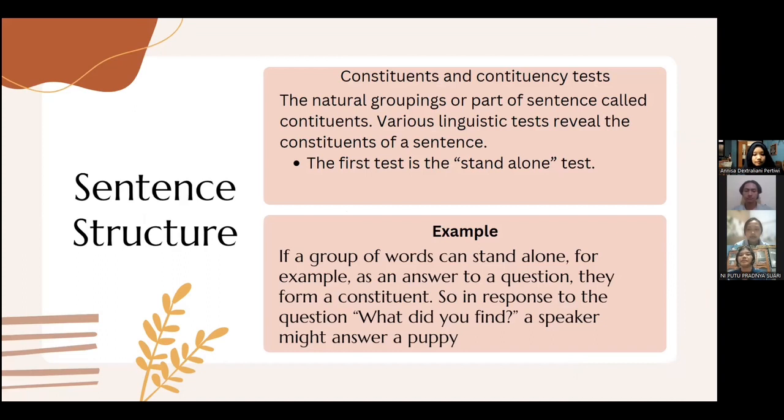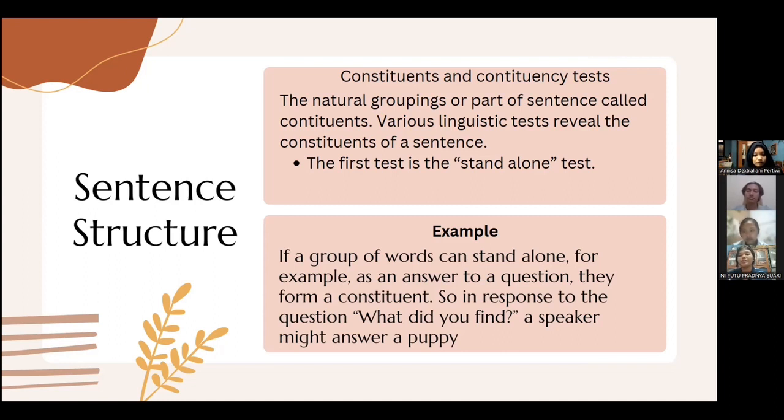Next one. Okay, so in the constituency test, the natural groupings of parts of a sentence are called constituents. Various linguistic tests reveal the constituents of a sentence. So the first test is the stand alone test. For example, if a group of words can stand alone, for example, as an answer to a question, they form a constituent.